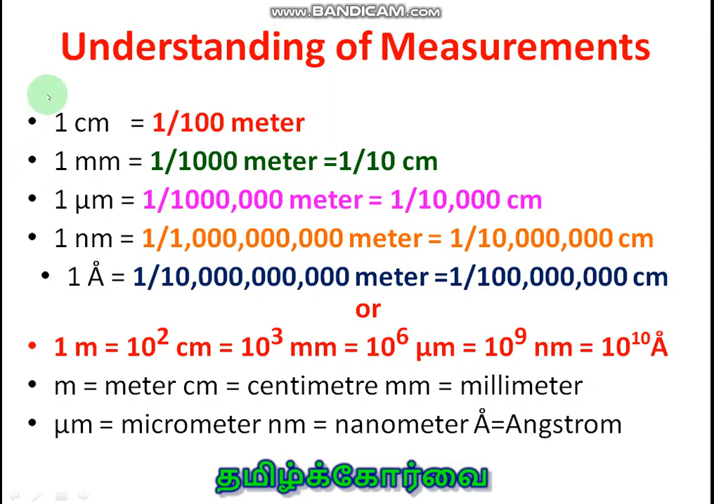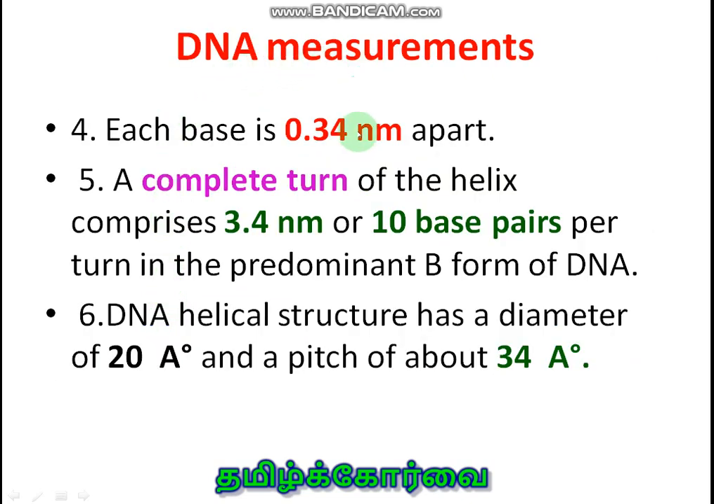Okay, next one is, before we go to learn about the size of the DNA, these are the measurements I gave you to understand the size: Angstrom and nanometer. 1 Angstrom unit is equal to 10 power minus 10 meter. 1 nanometer is equal to 10 power minus 9 meter. 1 Angstrom is equal to 10 power minus 10 meter. So DNA is measured in terms of either nanometer or Angstrom unit.